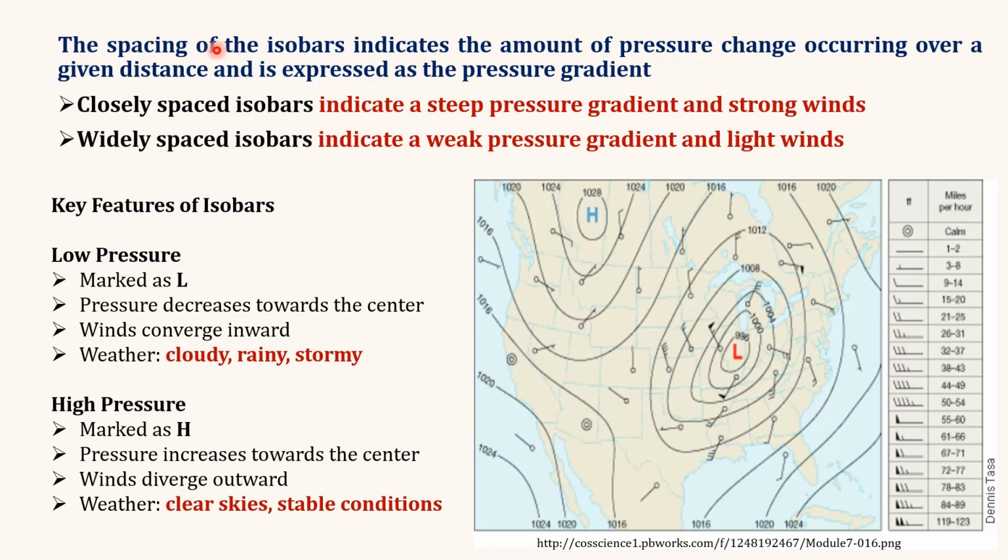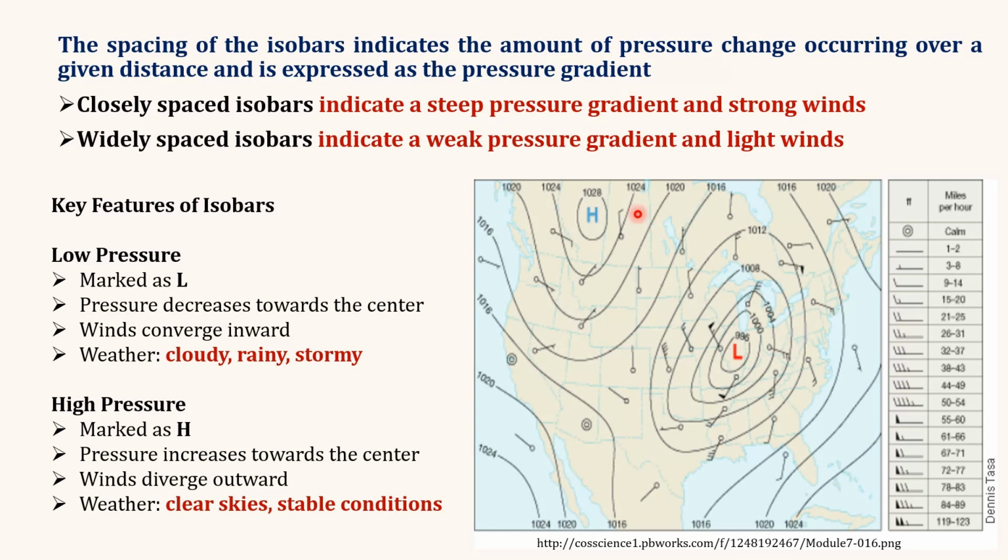The spacing of the isobars, that is the distance between these lines, indicates the amount of pressure change occurring over a given distance and is expressed as the pressure gradient. If the isobars are closely spaced, it indicates a steep pressure gradient, meaning the rate of pressure change over a small distance is much higher, and it also indicates strong winds.